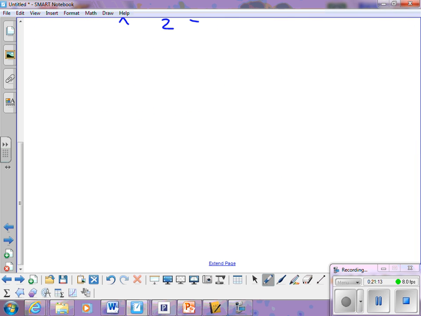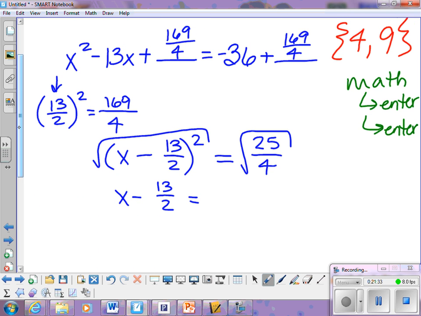Sidebar, here we go. What's my choices for this? What times what will give me 4? 2. But what else times itself will give me 4? Oh, positive or negative. Do you remember that? Don't forget that, because guess what? This is actually positive or negative. What's the square root of 25? 5. What's the square root of 4? 2. Do you understand why you learn radicals first?